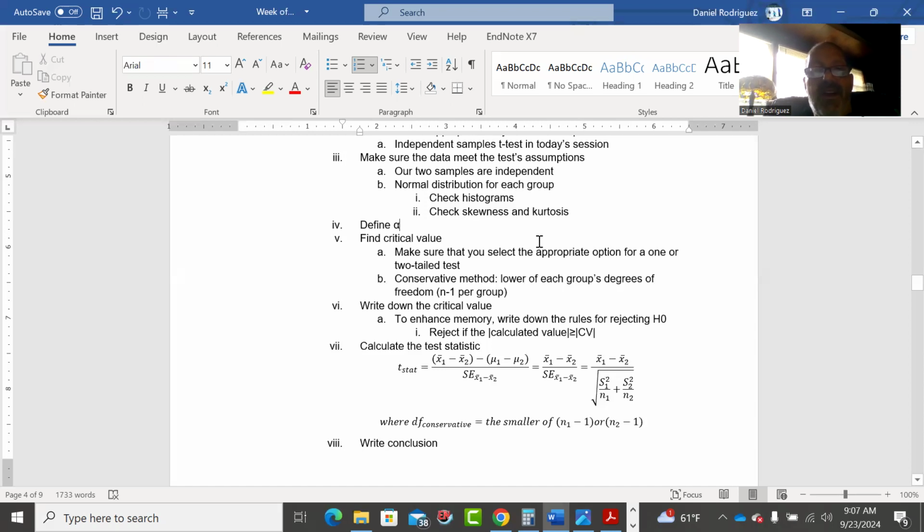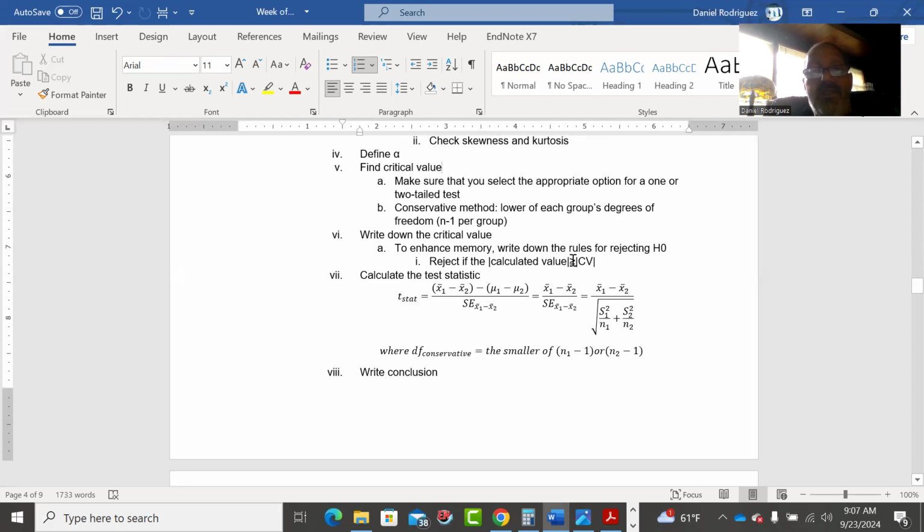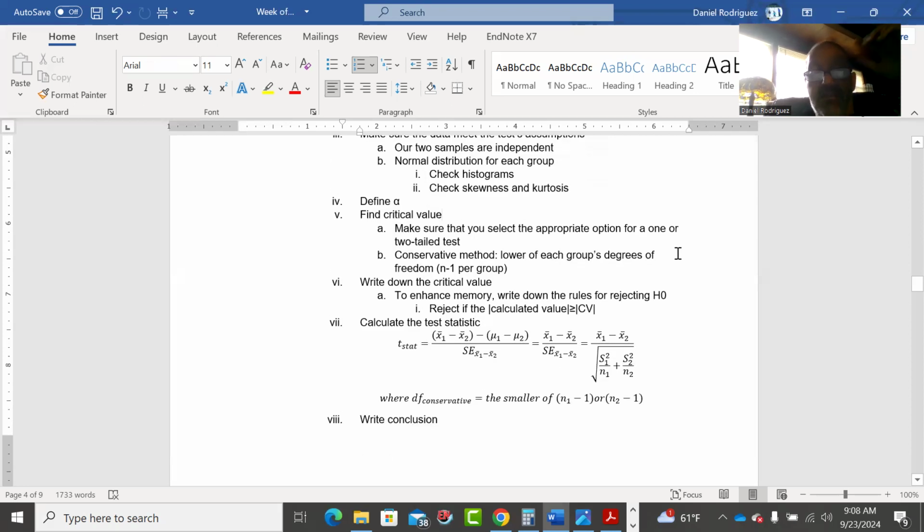Got to define our alpha, whatever we want it to be. We find our critical value. So we're going to be doing similar to what we did before for finding our critical value, except now it's a little bit different because we don't have a simple way to identify the alpha.